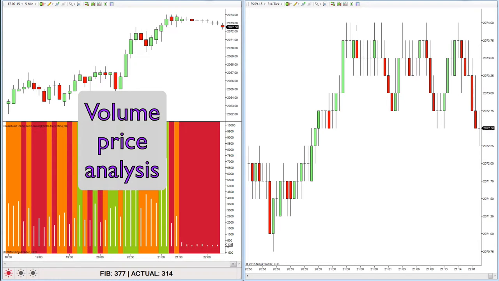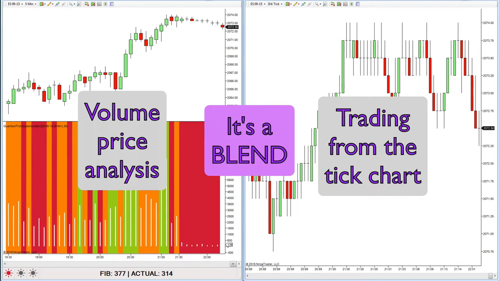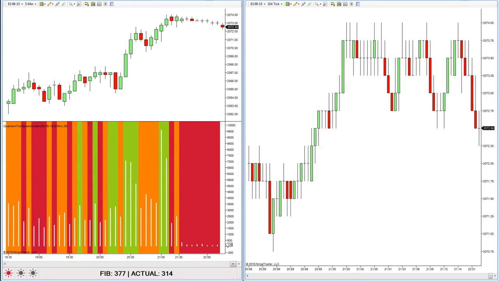But equally, we can trade off the tick chart with all the advantages of trading with market momentum that a tick chart gives us. So we're blending together two approaches, if you like. We're blending together volume price analysis on the time-based side of the equation, but actually trading on the tick chart with all the advantages that has to offer us.